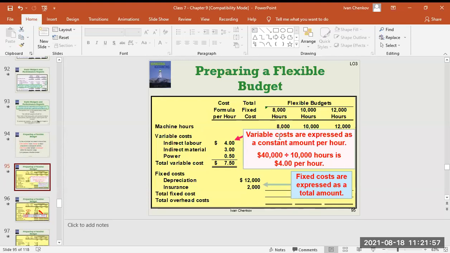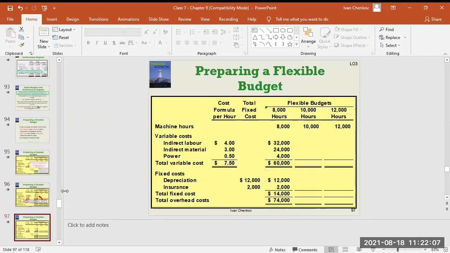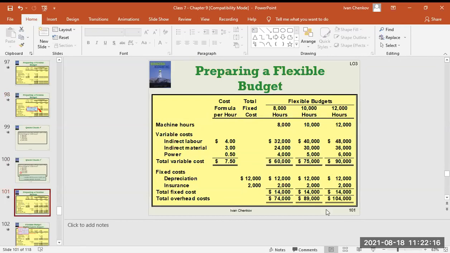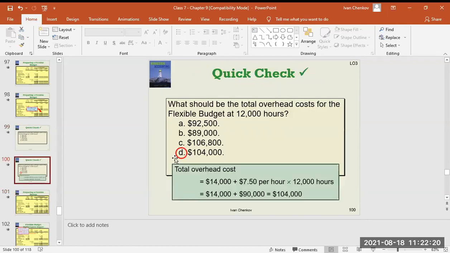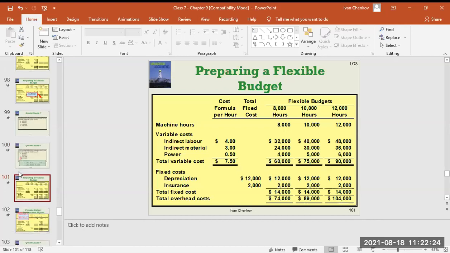Now we're going to start preparing for the different levels of activity: 8,000, 10,000, 12,000. For the 8,000, those will be the numbers. For 10,000, obviously, we have to run the new numbers. The question is, what will be for 12,000? The number for 12,000 is 104. So if you have to answer this question, the answer will be 104, which is this.